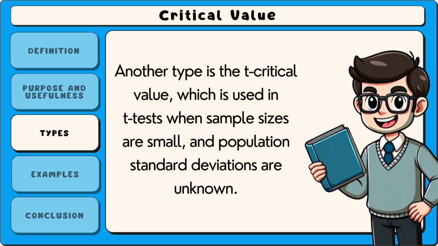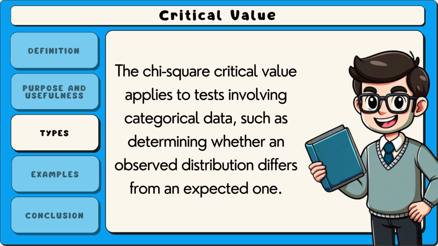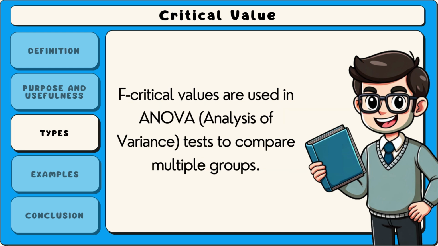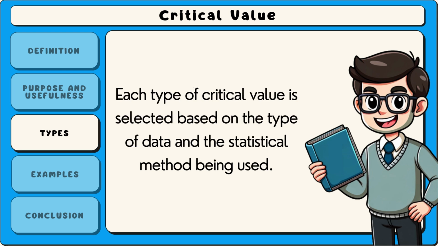are unknown. The chi-square critical value applies to tests involving categorical data, such as determining whether an observed distribution differs from an expected one. F-critical values are used in ANOVA, analysis of variance tests, to compare multiple groups. Each type of critical value is selected based on the type of data and the statistical method being used.